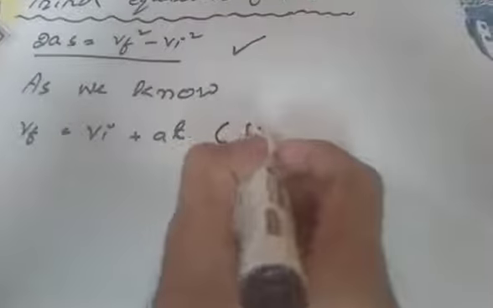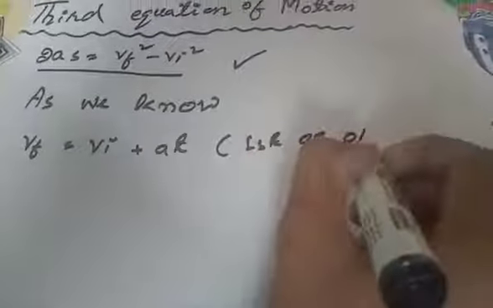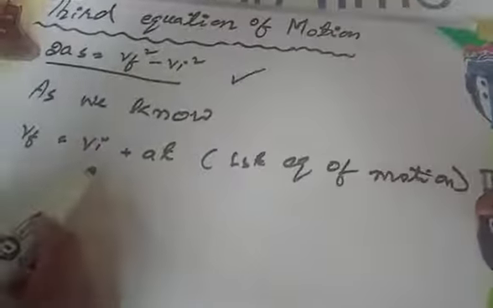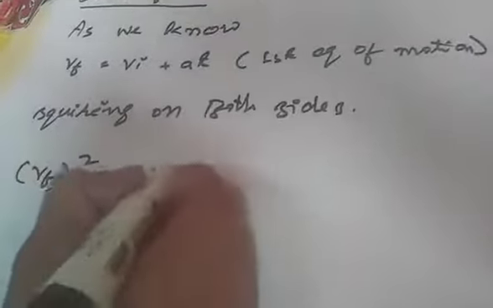This is the first equation of motion, and we have to prove this equation by using the first equation of motion. So, squaring on both sides, we get vf² is equal to (vi plus at) whole square. We will solve this equation.